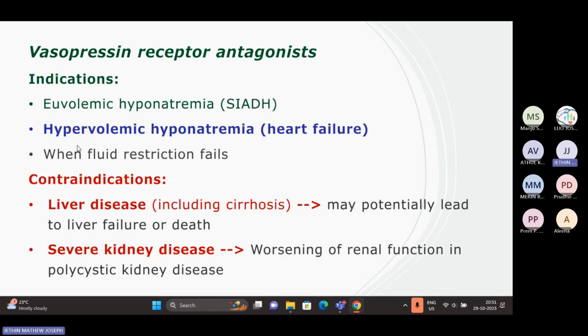So indications of when to use vasopressin receptor antagonists: euvolemic hyponatremia, such as SIADH, and hypervolemic hyponatremia like heart failure, or when fluid restriction fails. Contraindications will include liver disease because it can potentially lead to liver failure or death. And it has also been seen to worsen renal function in polycystic kidney disease. So you have to be careful while using it. So contraindications are liver disease and severe kidney disease.